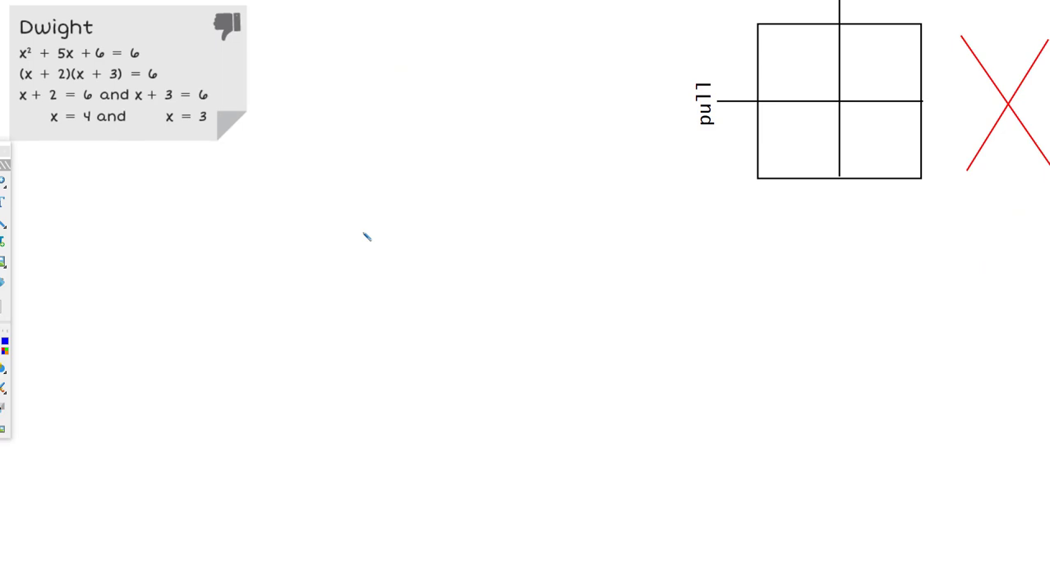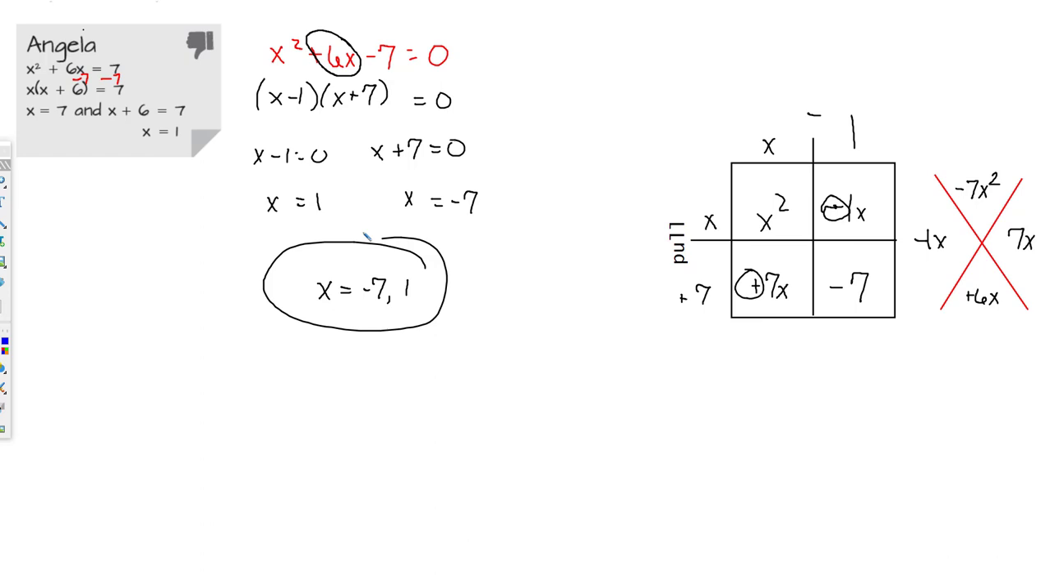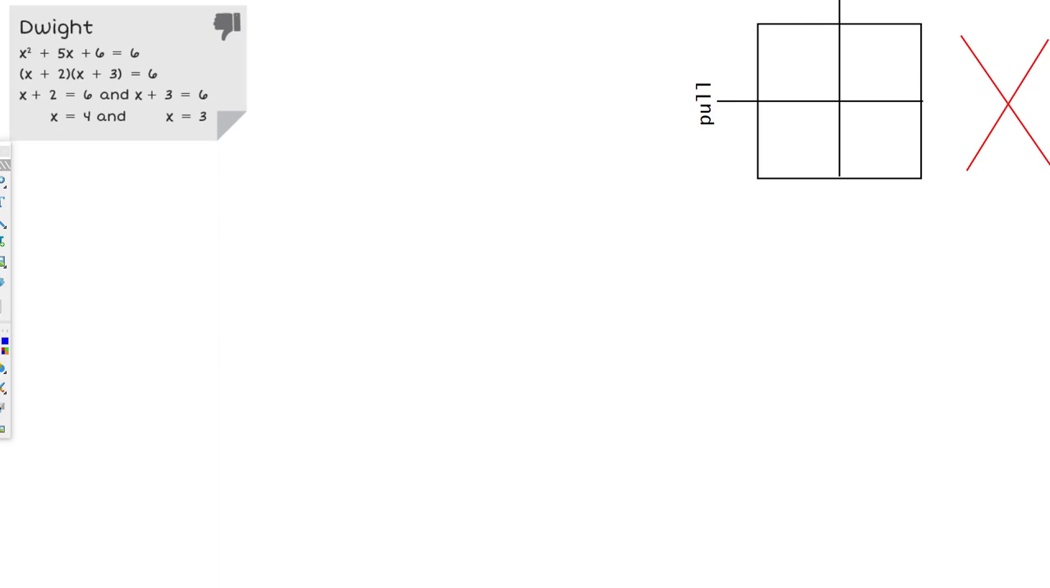How about Dwight? What did Dwight not do? Can you go back? Yes. So Dwight, you said, did not move the 6 to the other side. So when we do that, what do we come up with? X squared plus 5x. That's it. Because the 6's cancel out. When we move it over, it becomes 6 minus 6, and that cancels out completely. So this time, I don't have that constant. I don't have that number without a variable.